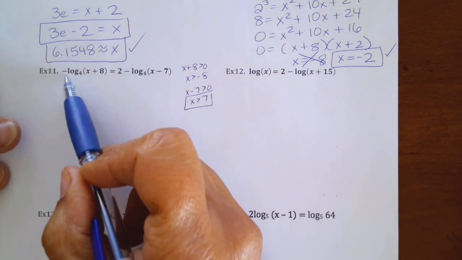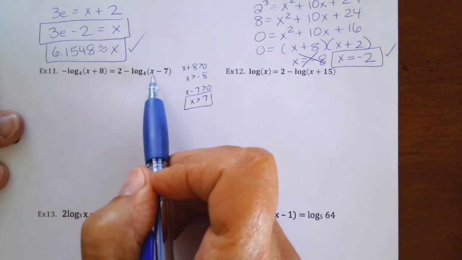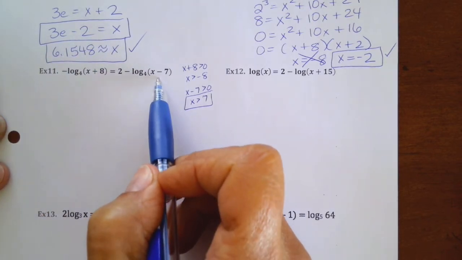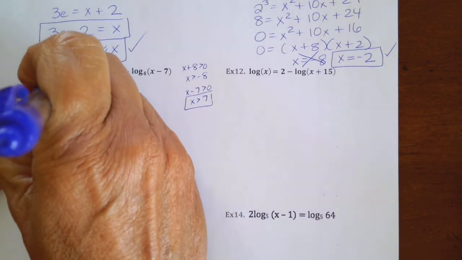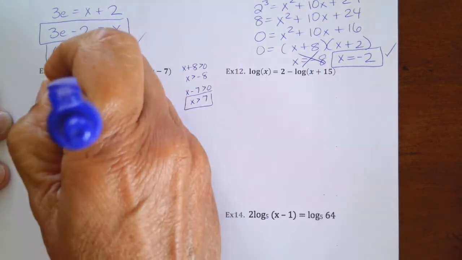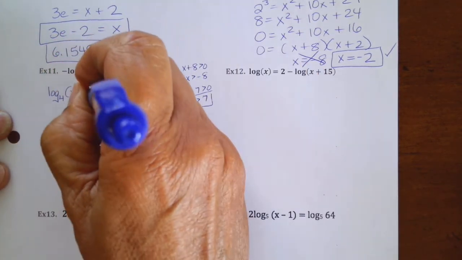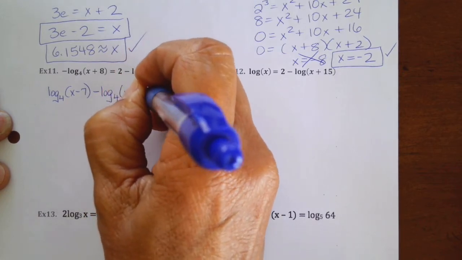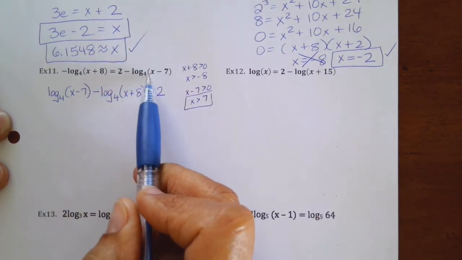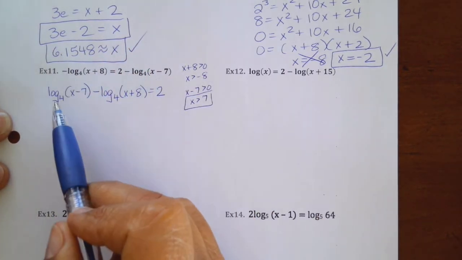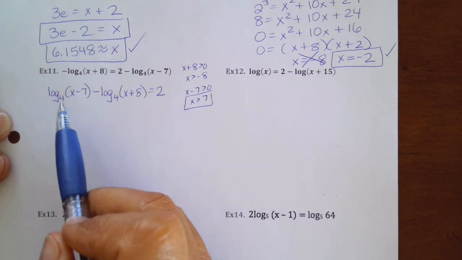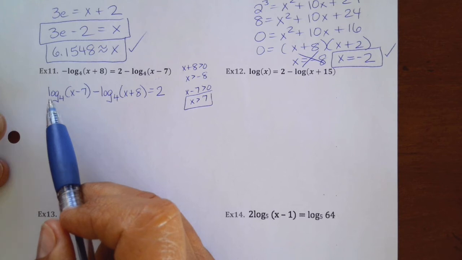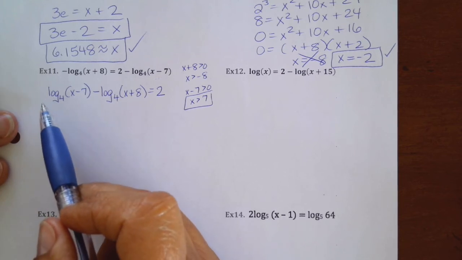Now notice this is a negative log, but when I take this negative log and bring it over, it's going to become positive. So this is what I want first. You always want the positive log first. So log base 4 of x minus 7 minus log base 4 of x plus 8 equals 2. All I had to do in this problem was take this log, move it to the left, and make it positive. I wanted it first because it's always easier to solve a problem with the log being positive. You always want that first log to be a plus.